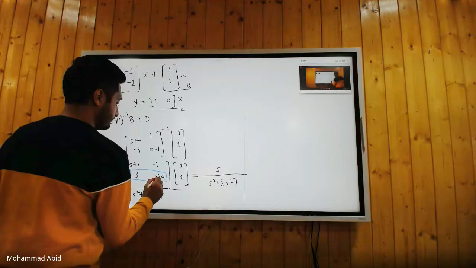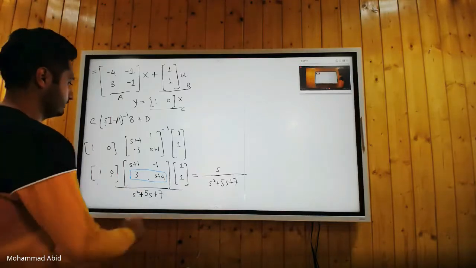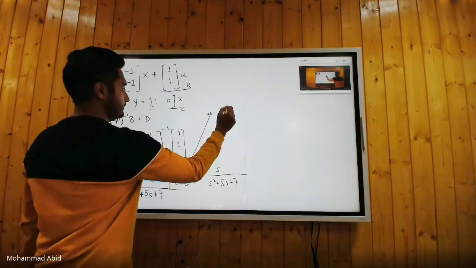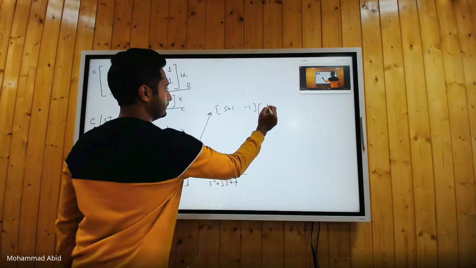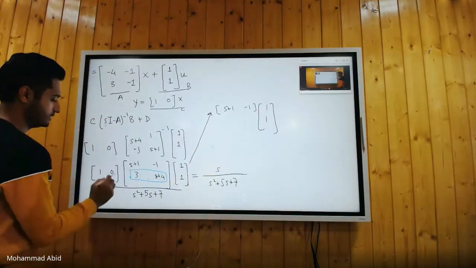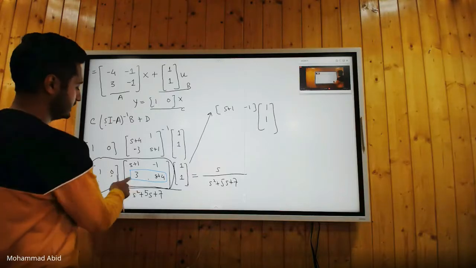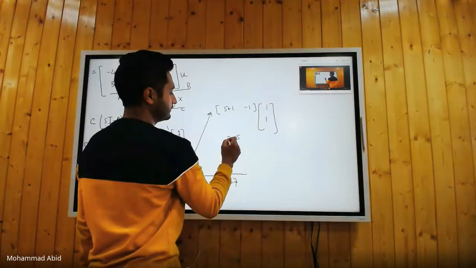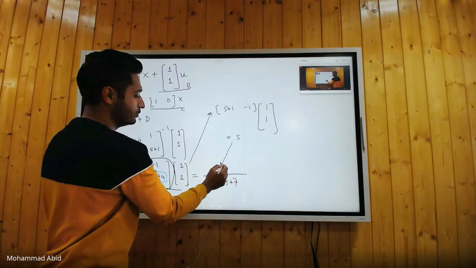Did you understand what I did here? Yes, sir. I will repeat once again. If you do this, it will be s plus 1 minus 1 times 1 and 1. This is the product of this and this. It has multiplied 0 with the second row. And when you do this, it will be simply s, s plus 1 minus 1. That's s, which comes in the numerator.